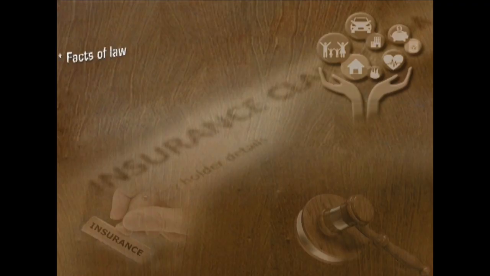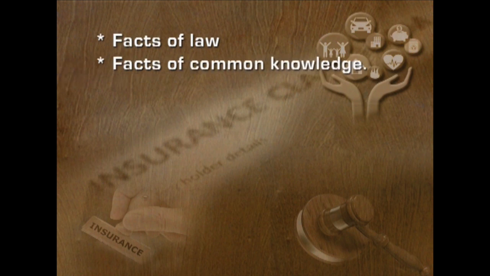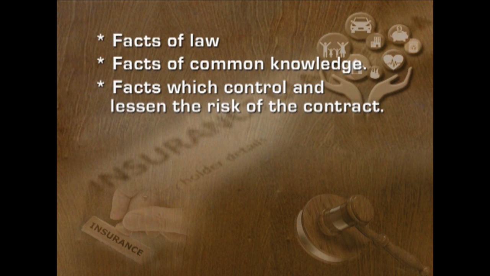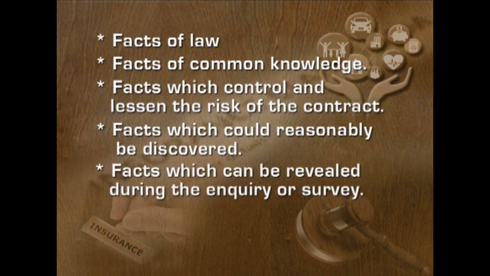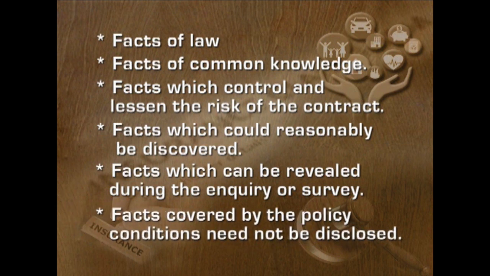The facts of the contract which are apparent to the eyes of the common man, like the facts of law, facts of common knowledge, facts which control and lessen the risk of the contract, facts which could reasonably be discovered, facts which can be revealed during the inquiry or survey, and facts covered by the policy conditions need not be disclosed. But facts which are external and internal that affect the risks, facts of the history of the products, its advantages or disadvantages, gains or losses, and other facts of the subject matter of the contract known to the party should be disclosed. Misrepresentation of the facts or non-disclosure of the facts results in cancellation of an insurance contract.